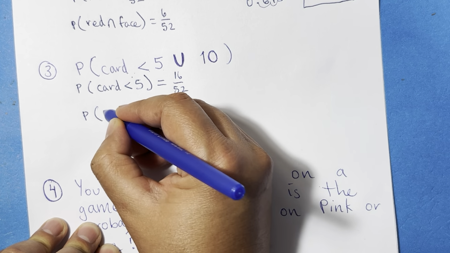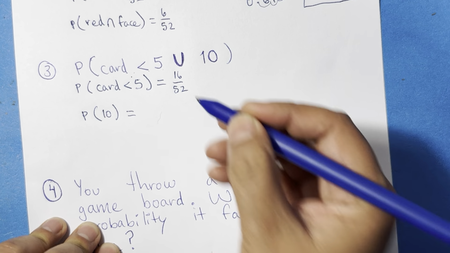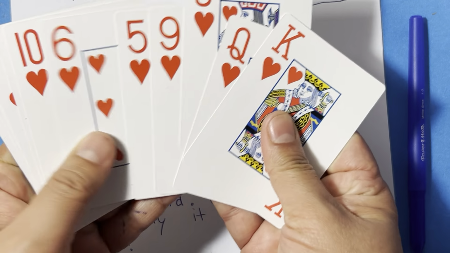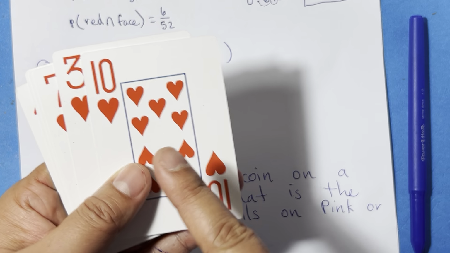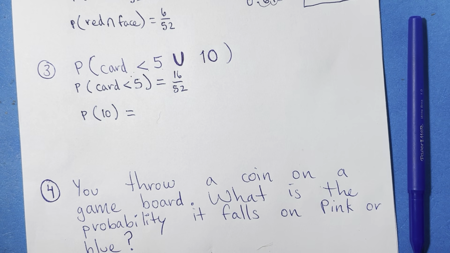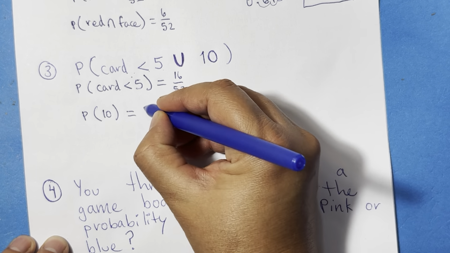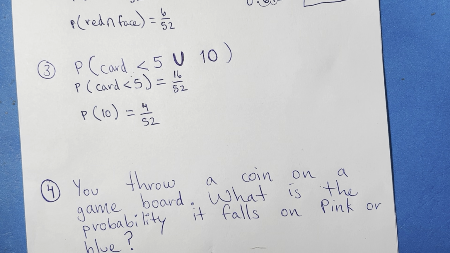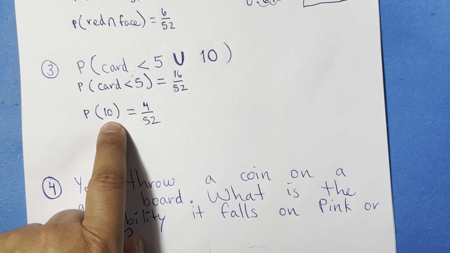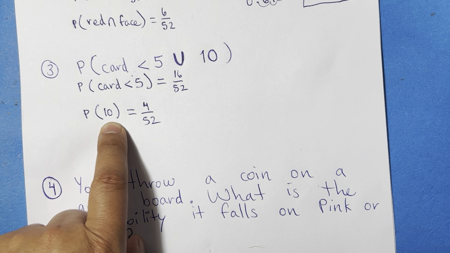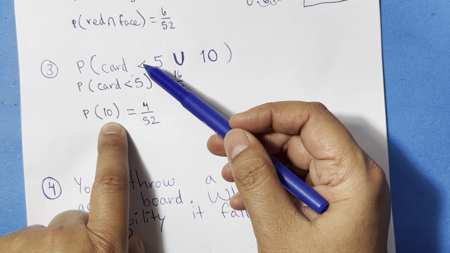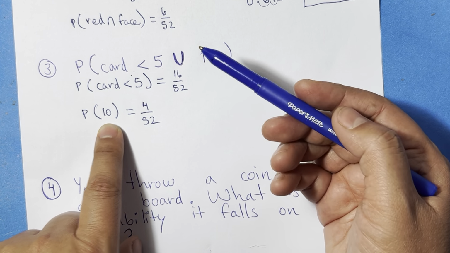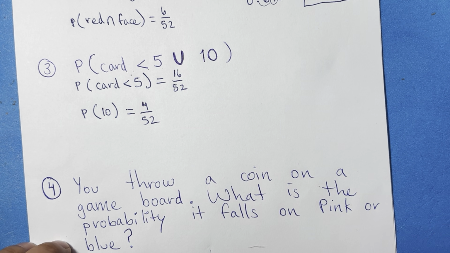What is the probability that you get a 10? Well, we only have 1 10 in each one of the figures. Only 1 10. So we get 1 for each figure. That's going to be a total of 4 of them. Okay, so 4 out of the 52. And what overlaps? Well, 10 is exactly 10. A card that is less than 5, 10 is not less than 5, so there is no way that they're going to overlap. That's when you don't have to subtract anything.